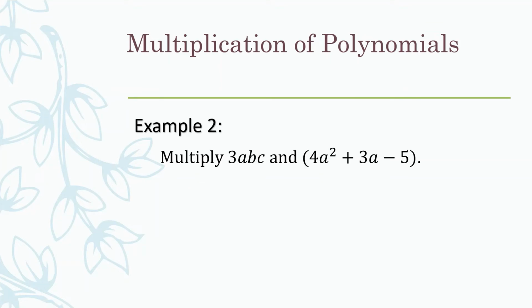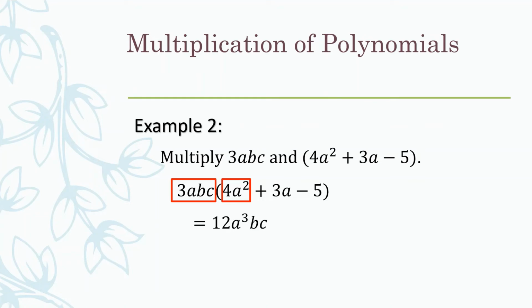Example number 2. 3abc times 4a squared plus 3a minus 5. Let's recall distributive property. So, sa distributive property, the factor will be multiplied to each term of the polynomial. So, 3abc muna tayo. 3abc times 4a squared. That is just equal to 12a cubed bc. Next, 3abc multiplied by positive 3a, that's just equal to 9a squared bc.